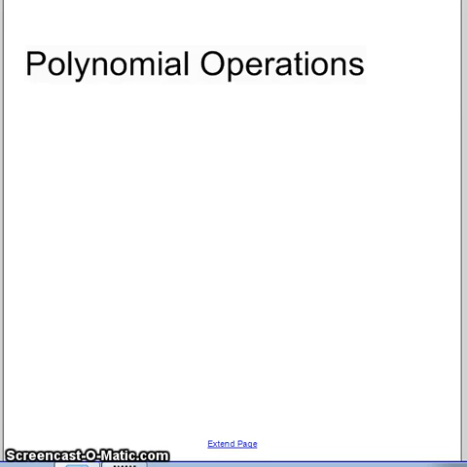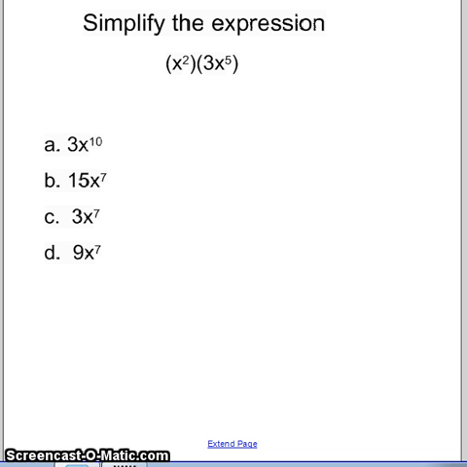Hey, this is Coach Latham, and we're continuing to review for the Algebra 1 SOL test, and this section is on polynomial operations. The first thing we need to learn is the law of exponents. It has to do with multiplying variables that have exponents. When you multiply variables with exponents, the exponents get added together.